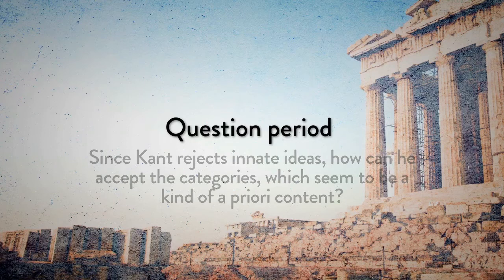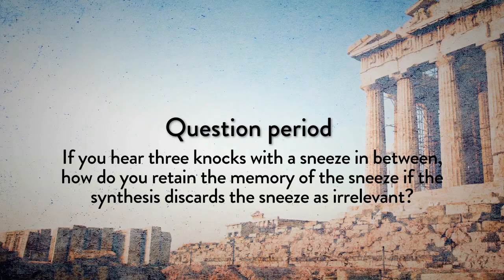When one hears three knocks with a sneeze in between, that of course was my own example, how does he retain memory of the sneeze if the synthesis discards irrelevancies? Well, he retains a memory of the sneeze, but he doesn't include it in that particular synthesis. He doesn't simply discard it. He makes his own synthesis. The sneeze itself has parts. For instance, at minimum, the person says, ah, choo. And he has two parts. So he maybe could perform a little quick synthesis of a choo. He gets the two parts, and that's its own. All I meant is not that he forgets it, but that he doesn't build it into the particular synthesis of the three notes.